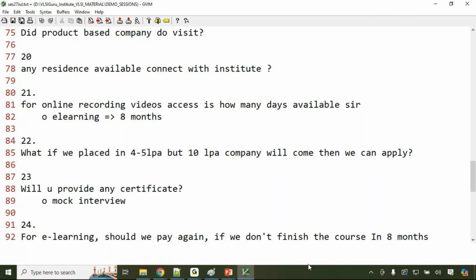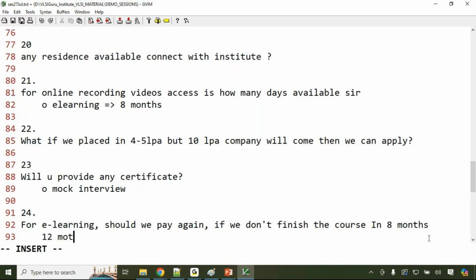For e-learning, should we pay again if we don't finish the course in 8 months? Generally, this 8 months, as I said, can be spread over 12 months also. You can even spread your course over 12 months. But beyond one point, yes, we do ask you to pay some nominal fee on a per week basis. But as I said, this 8 months can be spread to 12 months also. It is possible.